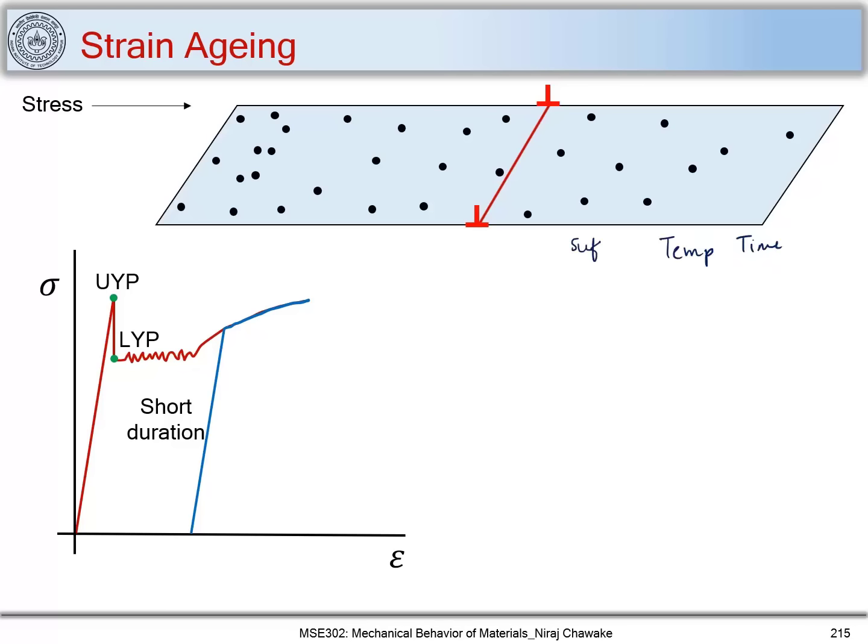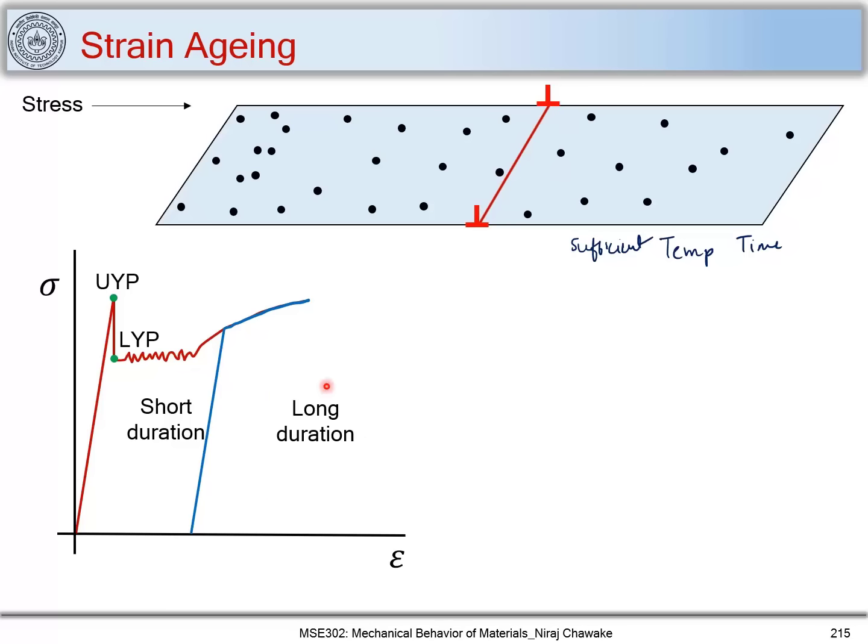If it is sufficient, then what happens? These dislocations will again be pinned by carbon atoms, because carbon atoms will get sufficient time to diffuse to the core of the dislocation, and thus they can form a Cottrell atmosphere again.